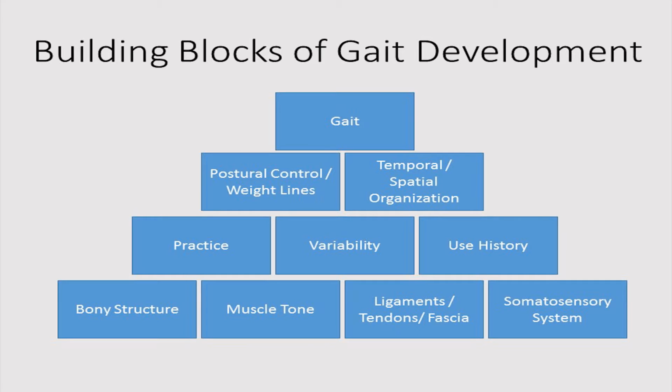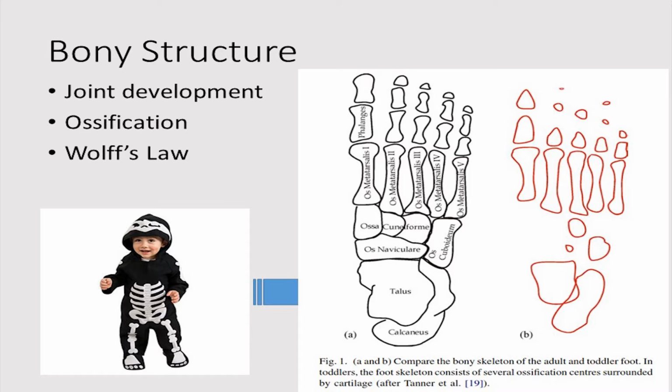So first focus on bony structure, muscle tone, ligaments, tendons, and fascia, or the Tensegrity System, and the Somatosensory System. Bony structure consists of joint development, normal natural joint development, bone ossification, and Wolff's Law. So we go from approximately 300 bones as infants to 206 in adults, and this happens through ossification, which is the hardening of the bones.